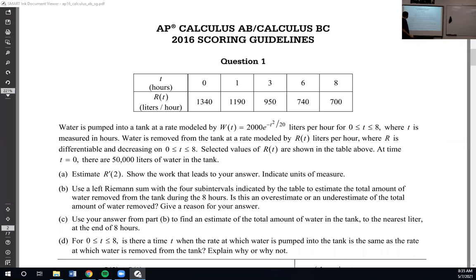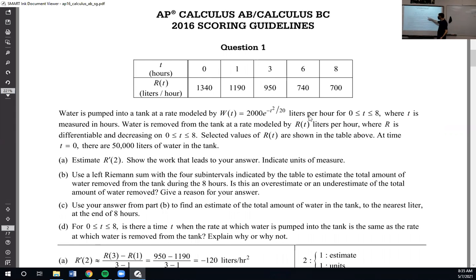First one of these was a rate in, rate out question. So our W of t is our rate in, and our R of t is our rate out, that we're getting things removed. So part A says estimate R prime of 2. So for R prime of 2, that's going to be the slope of R at 2. So let's use slope at points around 2.